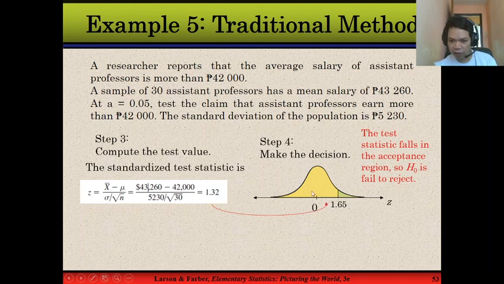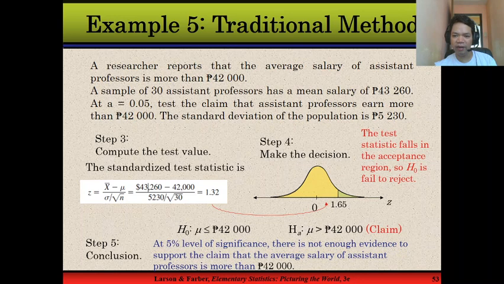So, ibig sabihin, nandito siya sa region na to, na dilaw. At yung region na dilaw na yan, I fail to reject. Ibig sabihin, accept. Okay, so yun yung decision natin. Fail to reject H0. Ibig sabihin, in-accept natin yung null hypothesis. Recall mo kanina, ang claim mo ay nasa kabila. In-accept natin itong null hypothesis na to. So there is not enough evidence to support the claim. So ganon.